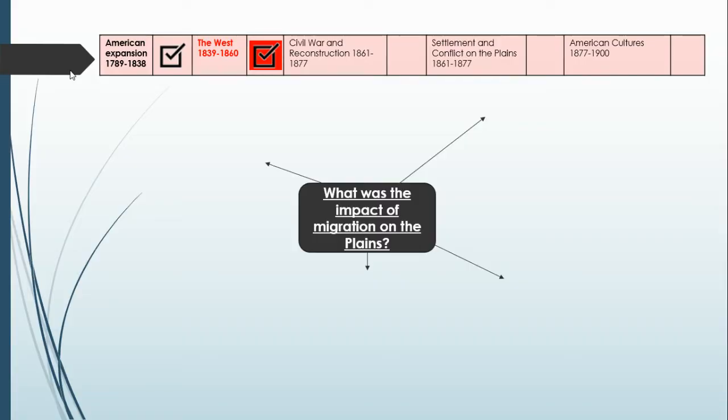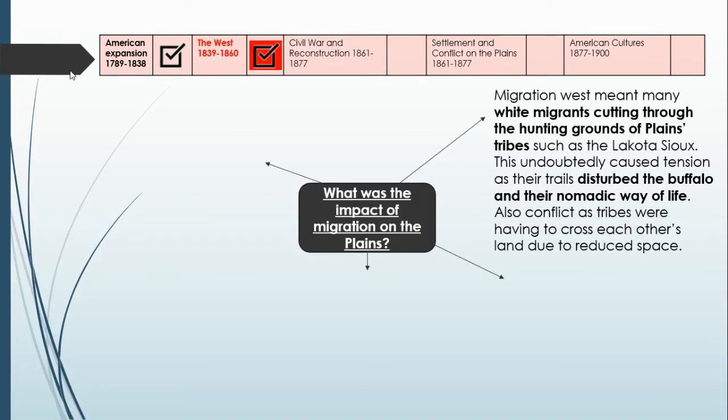Okay, we're then going to have a look at what the impact of migration was on the plains. So when all these people moved, what impact did that have? Firstly, migration west meant many white migrants cutting through the hunting grounds of the plains tribes, such as the Lakota Sioux. So this is going to be a massive problem, particularly in regards to disturbing the buffalo. So the Lakota Sioux, remember, relied on the buffalo massively. They were nomadic, so they used to follow the buffalo around, and these paths that the migrants were making cut directly through the hunting grounds of the Plains tribes.